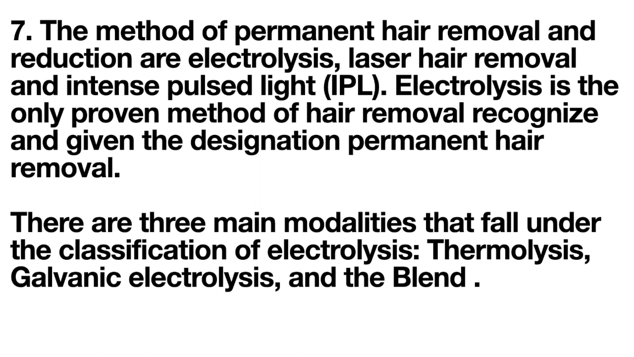The methods of permanent hair removal and reduction are electrolysis, laser hair removal, and intense pulse light, also known as IPL. Electrolysis is the only proven method of hair removal recognized and given the designation of permanent hair removal. There are three main modalities that fall under the classification of electrolysis. That would be thermolysis, galvanic electrolysis, and the blend method.